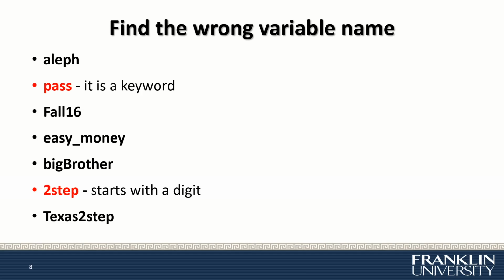The wrong variable names are pass, because it is a keyword, and 2step, with the number 2, because it starts with a digit. Okay, did you get it right?